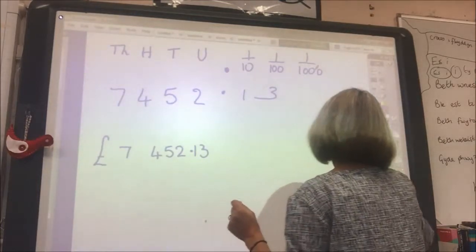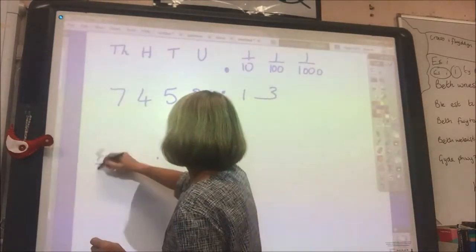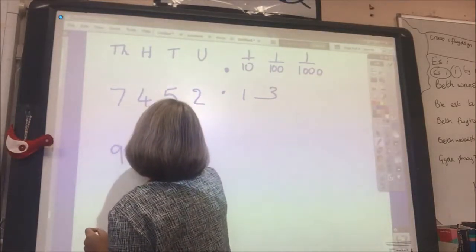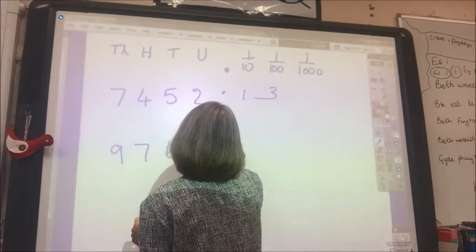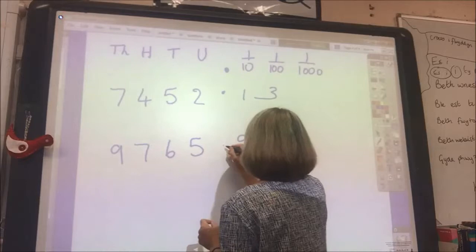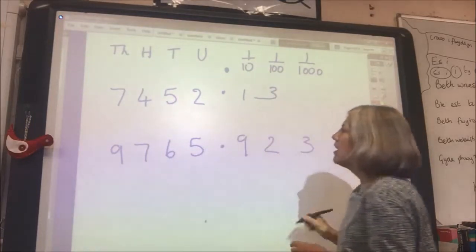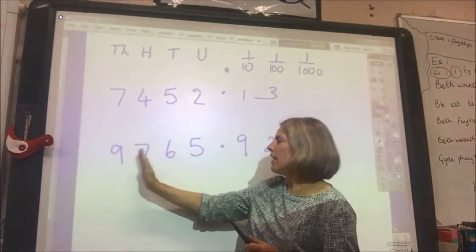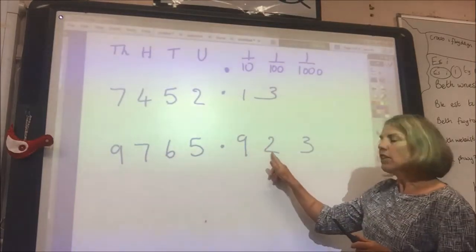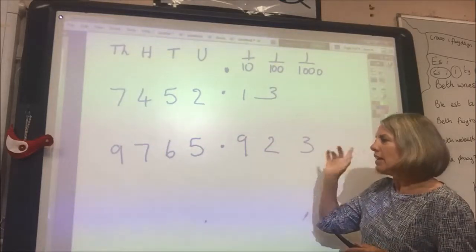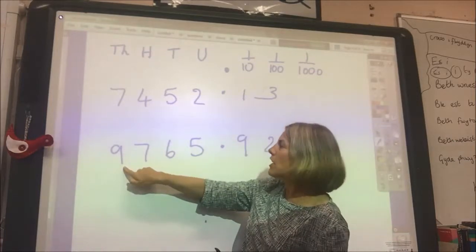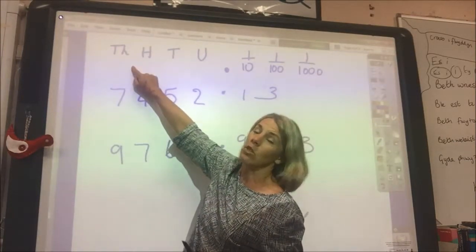So here we go. Let's just rub this one out to get you out of the way. And pop a number in here. 9, 7, 6, 5, 9, 2, 3. Make that decimal point nice and big. So here we've got 9,765.923.